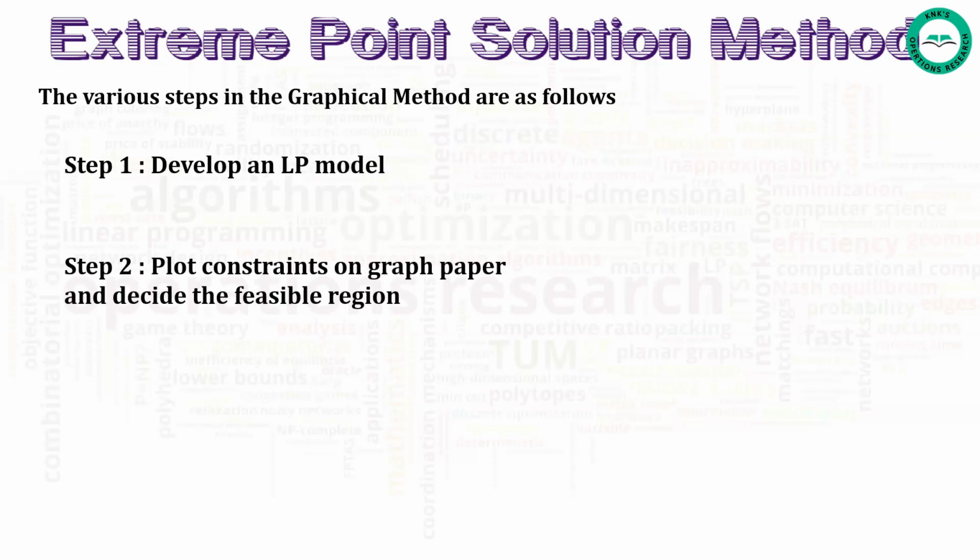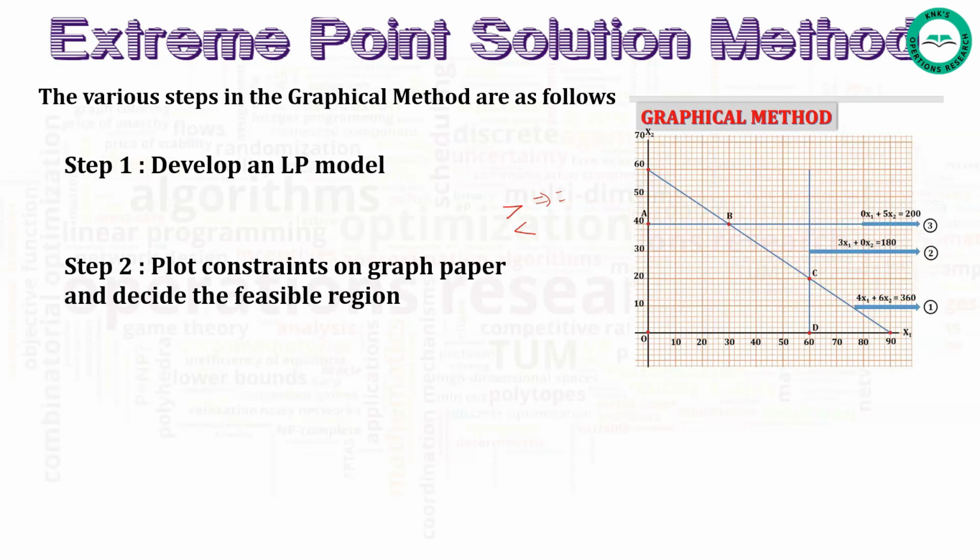Next, step 2. Plot the constraints on a graph paper and decide the feasible region. That is, replace the inequality signs, greater than or less than, with an equality sign, find the coordinates for each constraint, and draw these points as straight lines on the graph paper. Decide each time the area of feasible solution according to the inequality sign of the constraint, as shown in the figure.